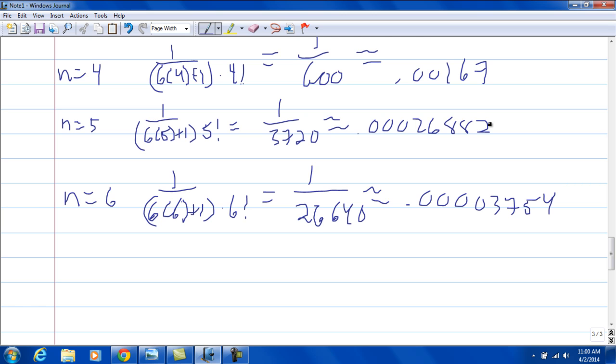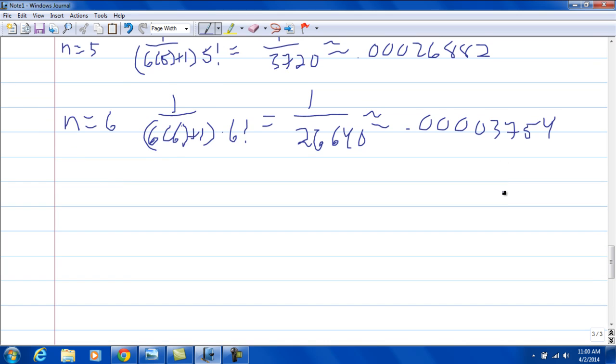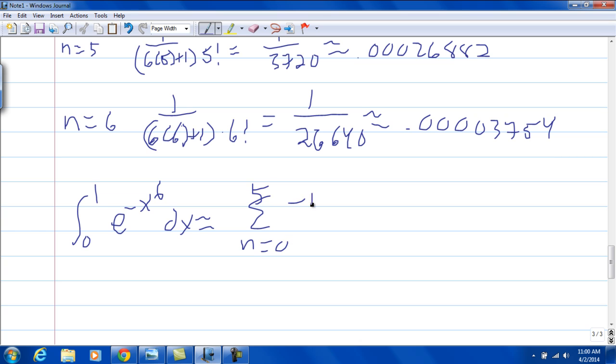So we could then say that the integral from 0 to 1 of e to the negative x to the 6th dx is going to be approximated by the sum n equals 0 to 5 of negative 1 to the n over 6n plus 1 times n factorial.